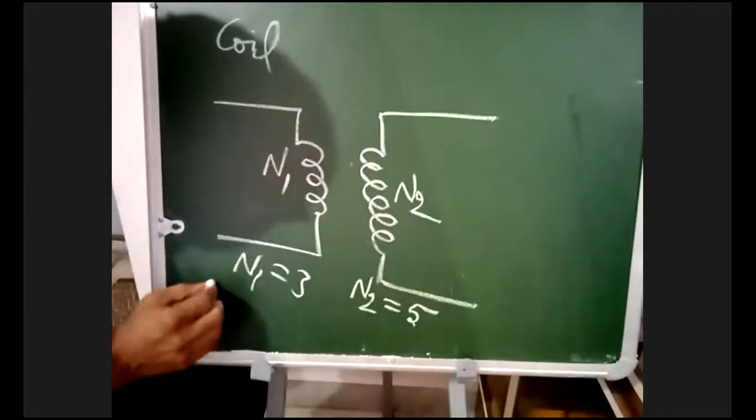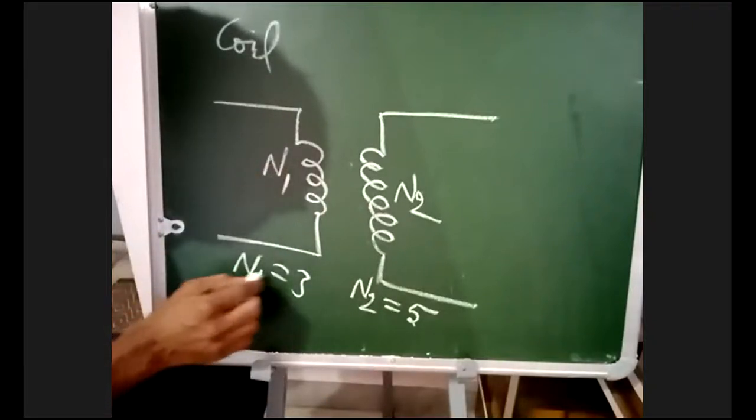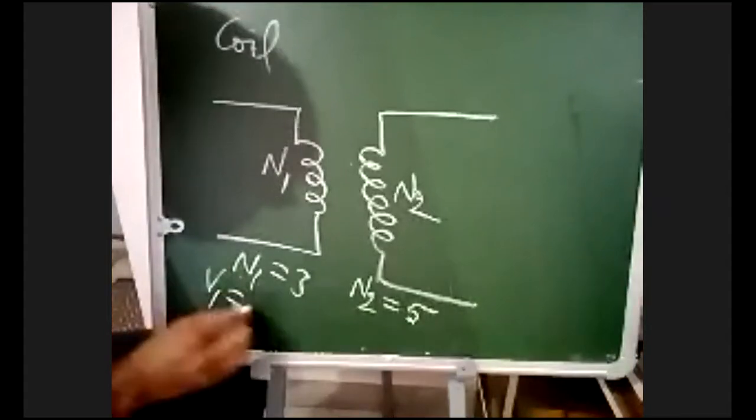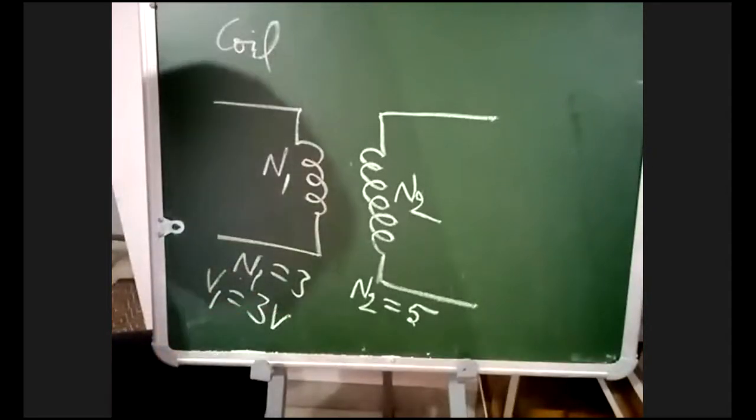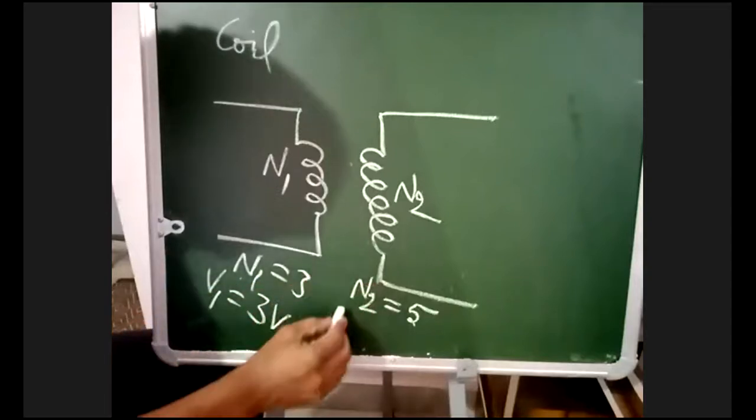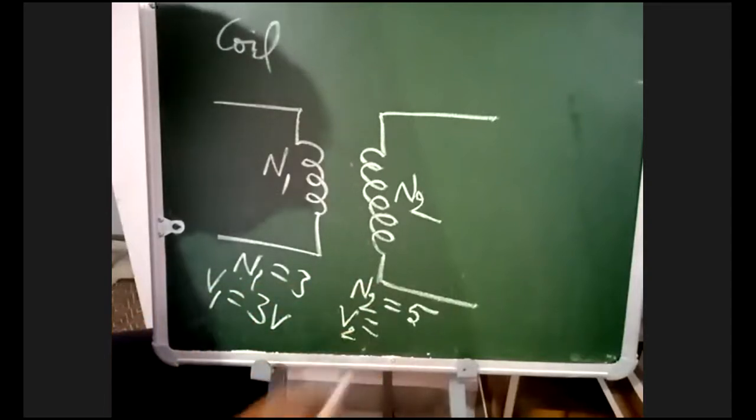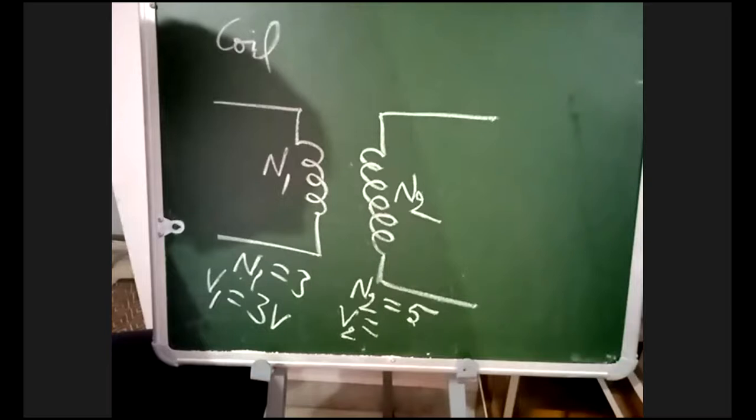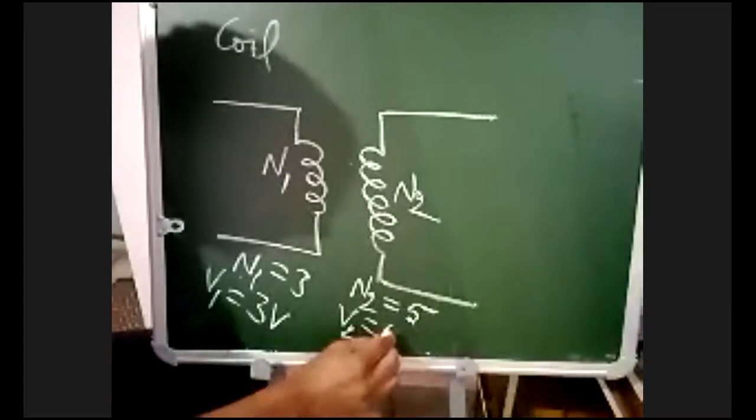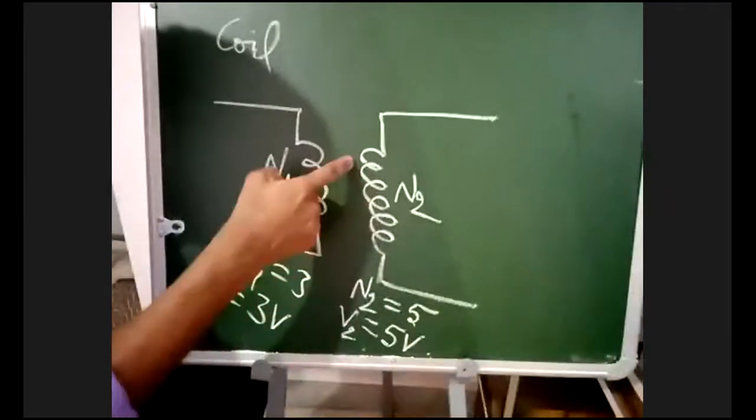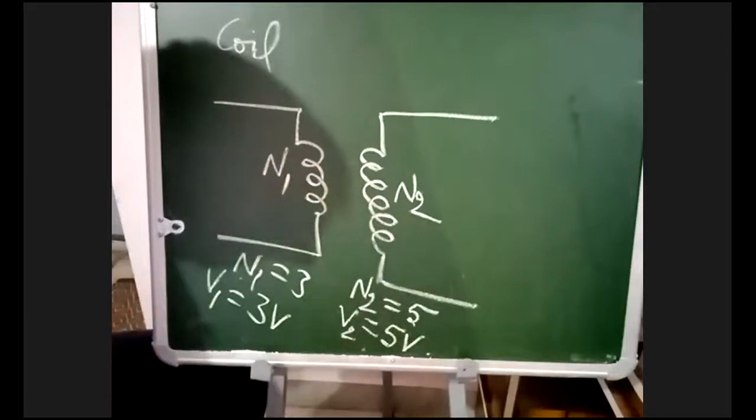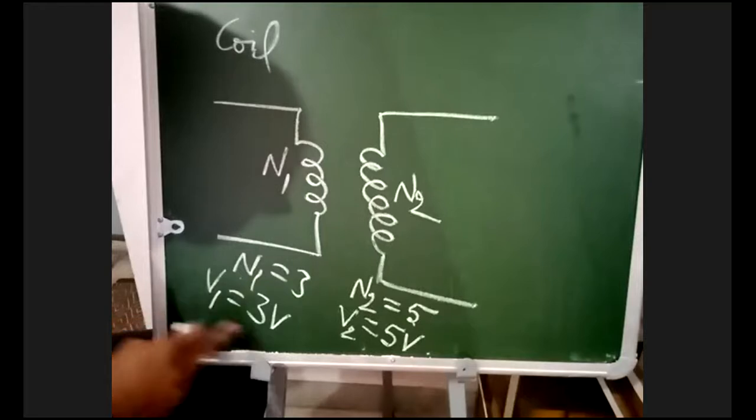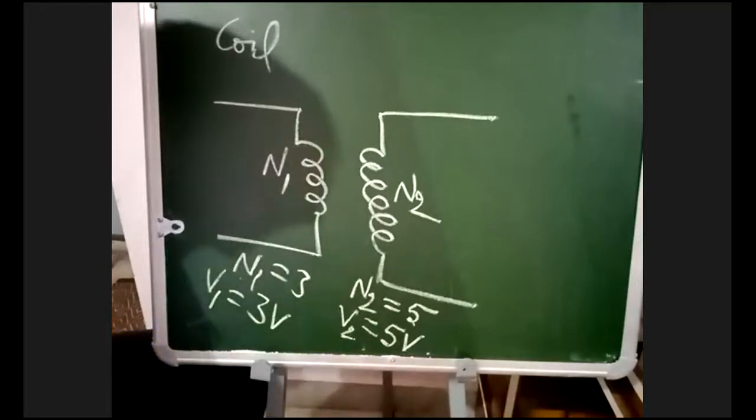Let us take 1 turn is equal to 1 volt. If N1 is equal to 3 turns, what is the total voltage? If 1 turn is 1 volt, 3 turns is 3 volts. Then what is the voltage here in the secondary winding? 5 volts, since 1 turn is equal to 1 volt. Now your primary voltage is 3 volts. Secondary voltage is 5 volts.